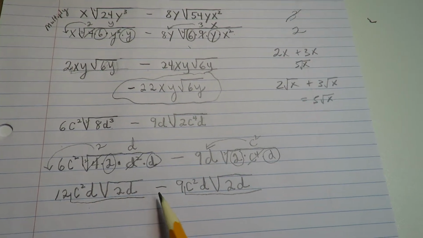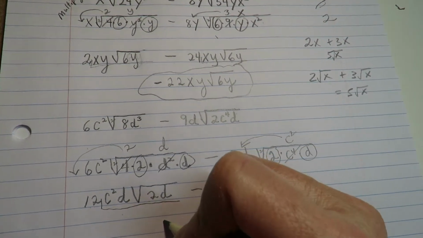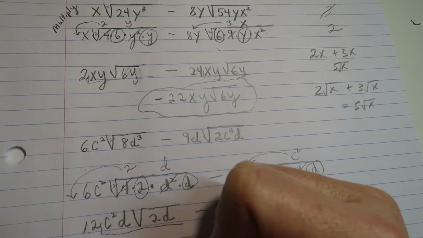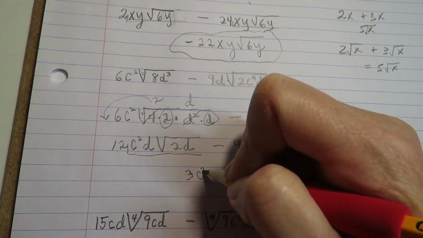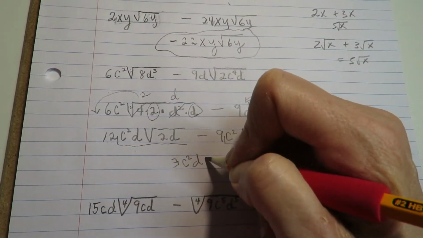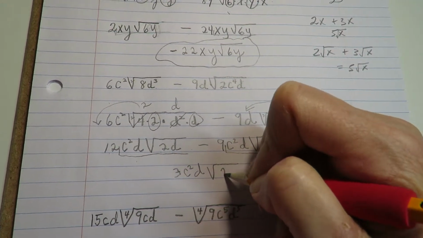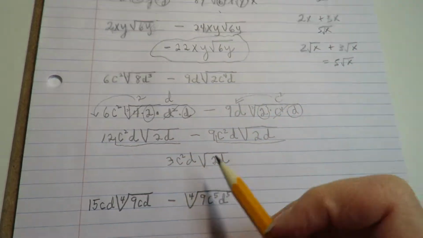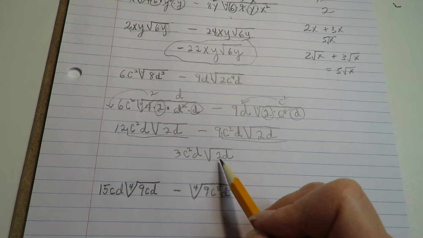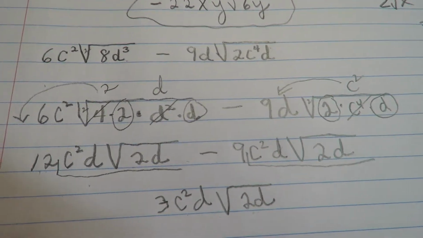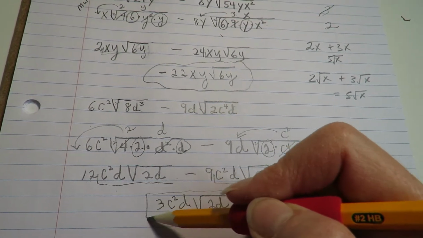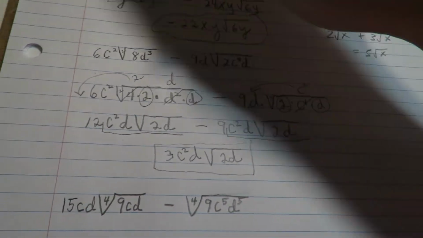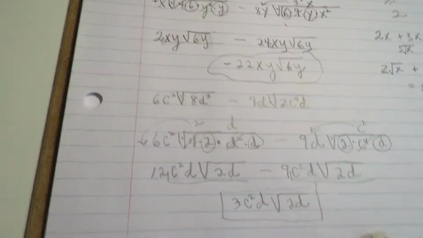So it's 12 of this type minus 9 of this type will give me 3 of this type. Let me just make sure I got everybody. Yep, so that'll leave me with 3 of that type. All right, gang, that's the final answer on that one. Okay, let's do one more.